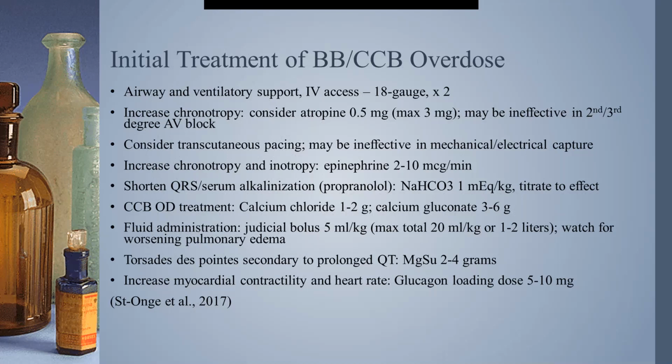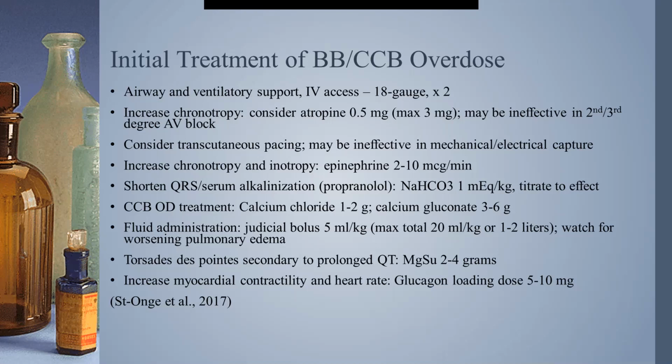Increase chronotropy and inotropy using pressors such as epinephrine, 2 to 10 micrograms per minute. Shorten the QRS: alkalinization of the serum, counteract propranolol, sodium bicarb 1 milliequivalent per kilogram, titrate to narrowing of the QRS. Calcium channel blocker overdose treatment is recommended: calcium chloride 1 to 2 grams or calcium gluconate 3 to 6 grams.